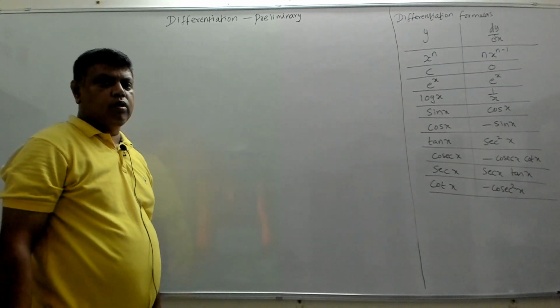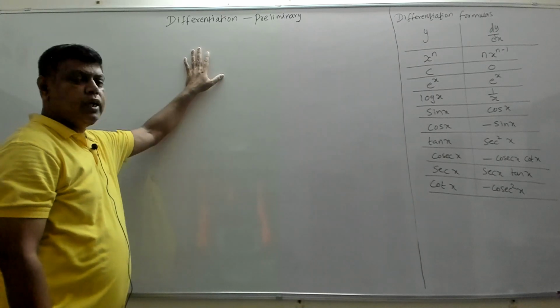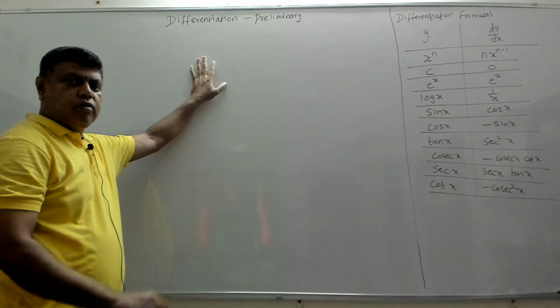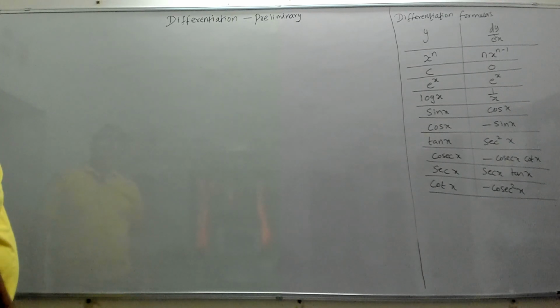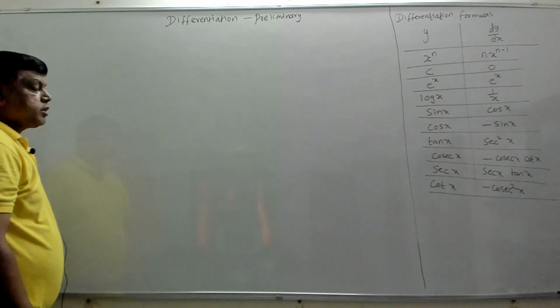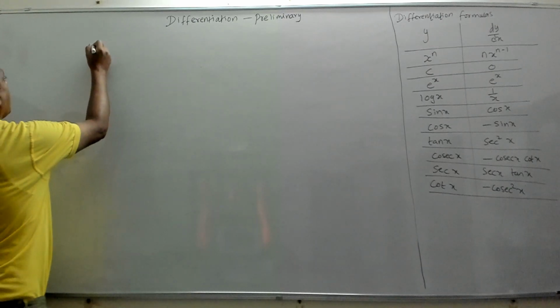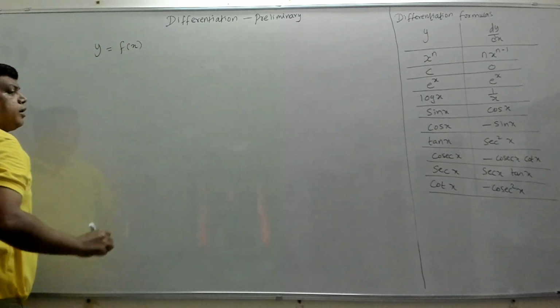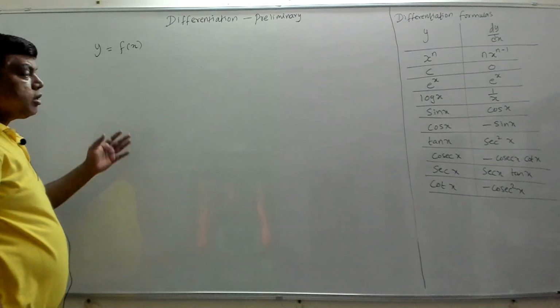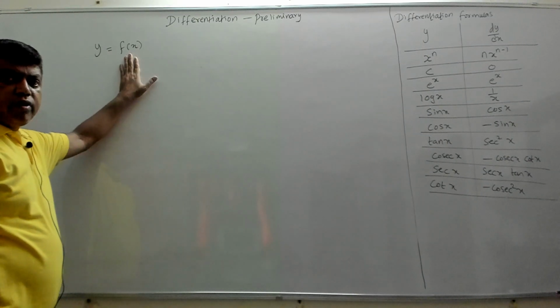In this video, we learn about how to differentiate some of the basic functions. Right? So we will learn how to do differentiation of very basic functions. So say we have y equal to f of x. If we write y as f of x, what is the meaning of this? Y is a function of x.